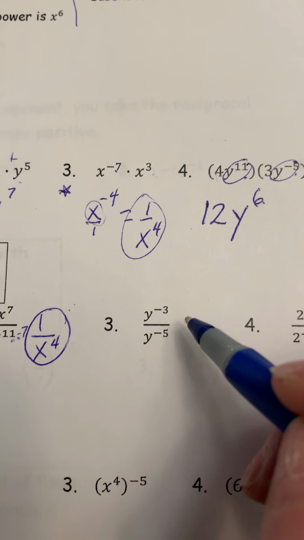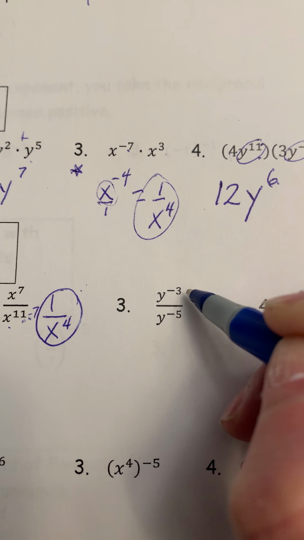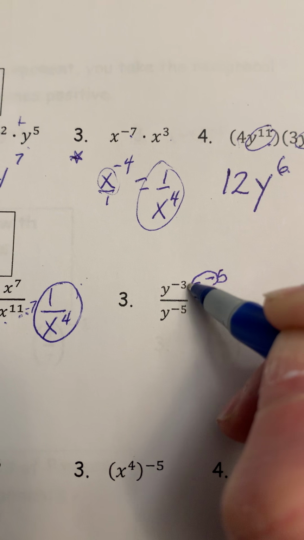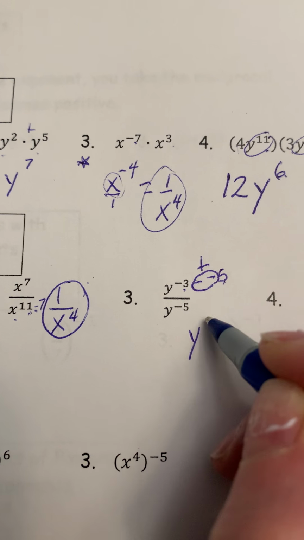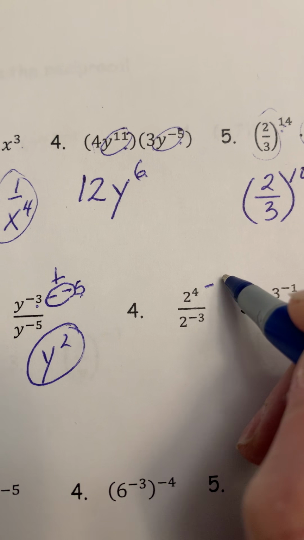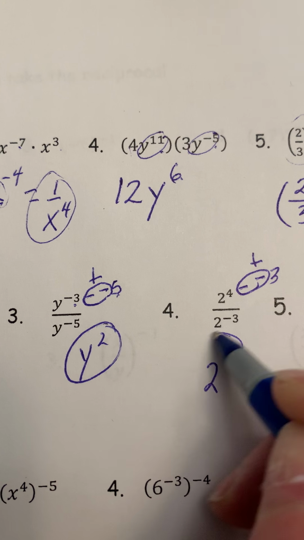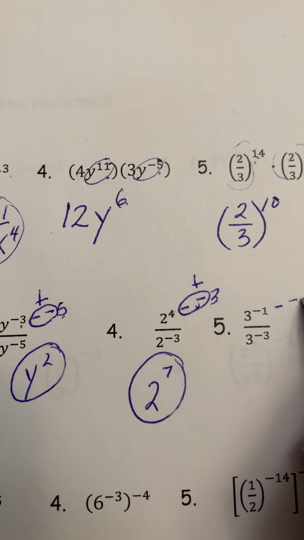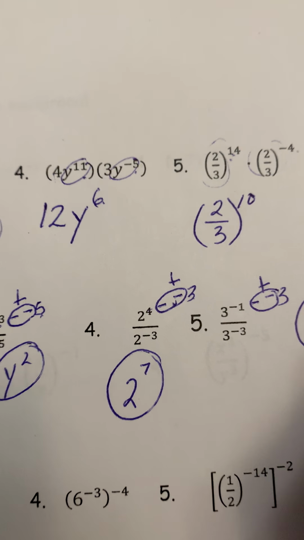Okay, now here, this is a nice example of when we are subtracting negatives. So if we have a y to the exponent negative 3 divided by a y to the exponent negative 9, when we subtract a negative, you've got to remember we get that positive in there. So we end up with a negative 3 plus 5, so that ends up to be y squared. Okay, same thing happens here. We're going to subtract the negative 3, we get a positive, and we end up with 2 to the power of 7, because 4 plus 3 is 7. Same thing happens here. We're going to subtract a negative 3 and get a positive, and we end up with 3 squared.